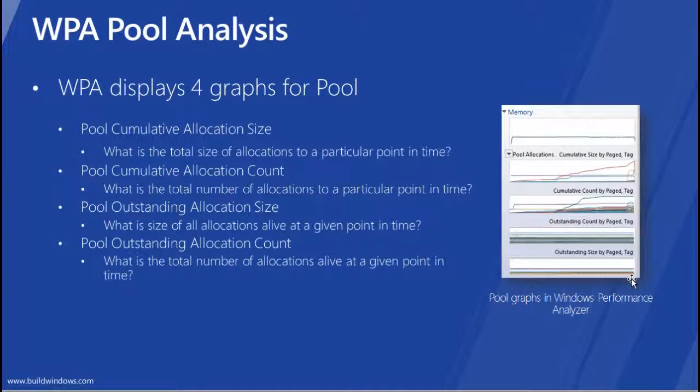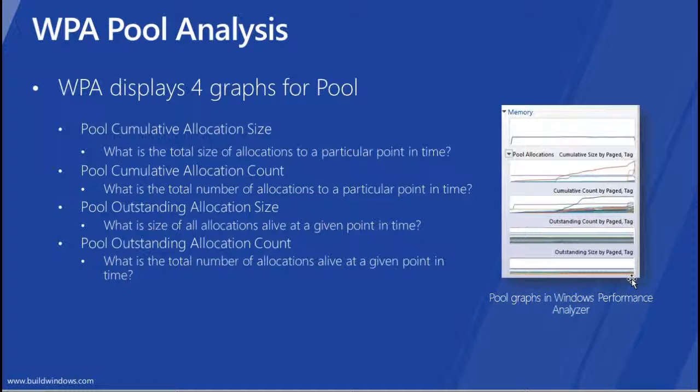The Windows Performance Analyzer provides 4 graphs for pool, 2 showing the cumulative size and number of allocations, and 2 showing the same for allocations that are outstanding at a given point in time. You can use these graphs to visually understand pool usage over time and also drill down on specific areas for analysis. As you can see, there are multiple lines in each graph, each corresponding to a particular pool tag.